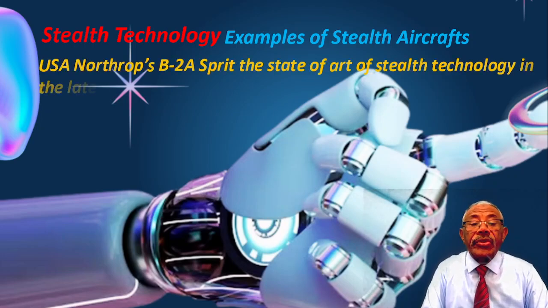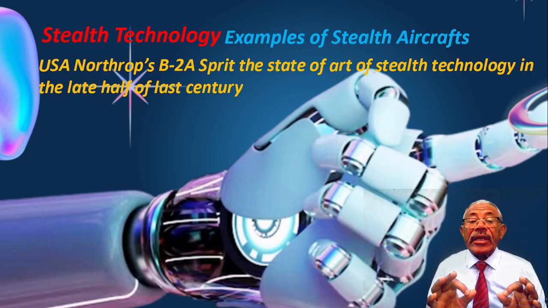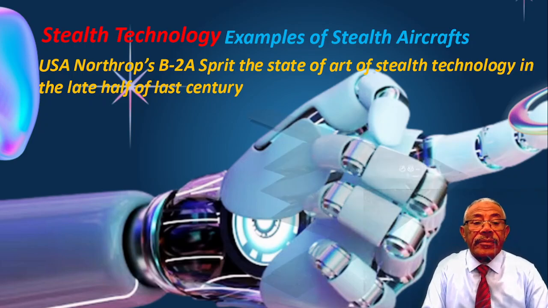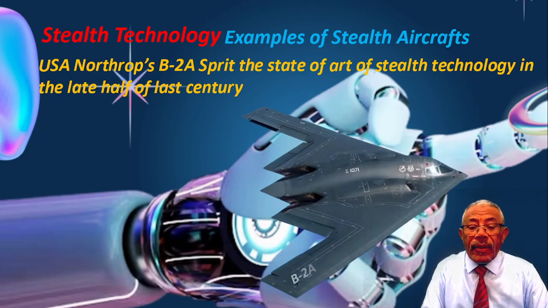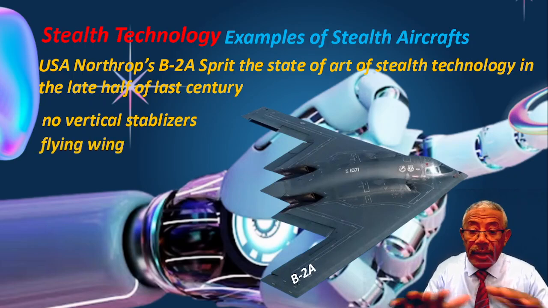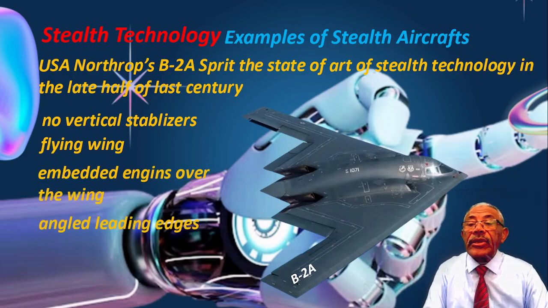Northrop B-2A Spirit. It is the state of the art of stealth technology in the late half of last century. Featured with no vertical stabilizers, flying wing, embedded engines over the wings, angled leading edges, RAM and IRSS.